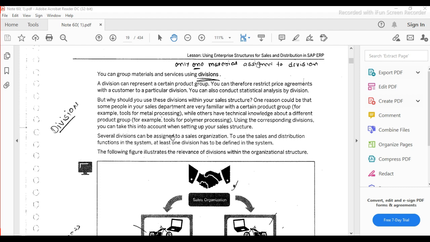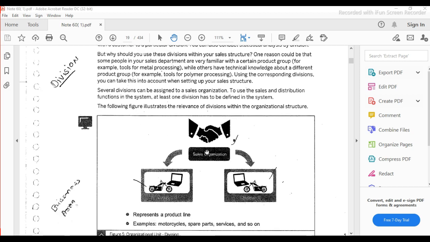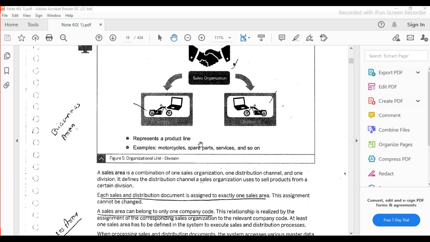Similarly, we need at least one division in order to run a sales transaction, and we can assign a division to a particular sales organization. Multiple assignment is also possible. The same division we can assign to another sales organization also. To use the sales and distribution function in the system, at least one division has to be defined. The same thing is shown in the diagram.